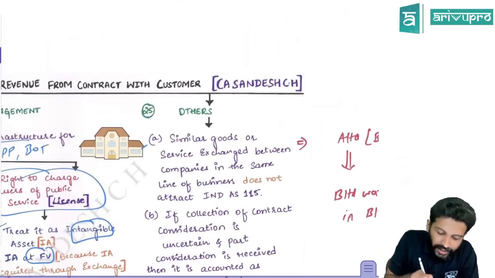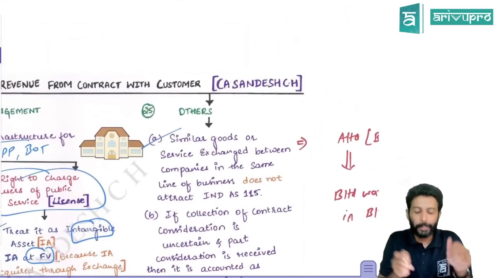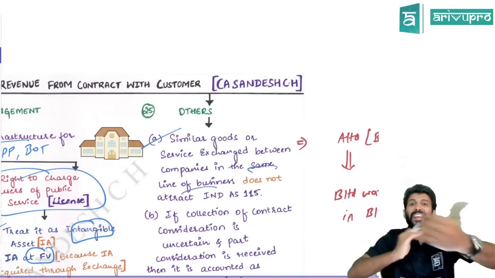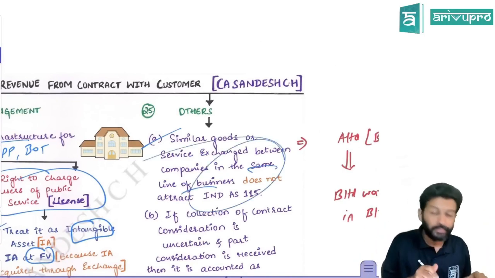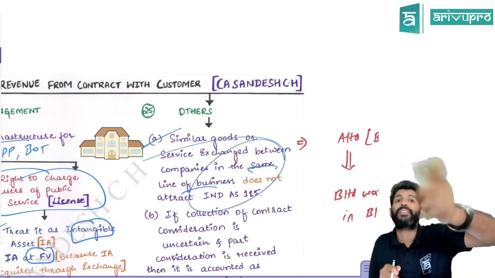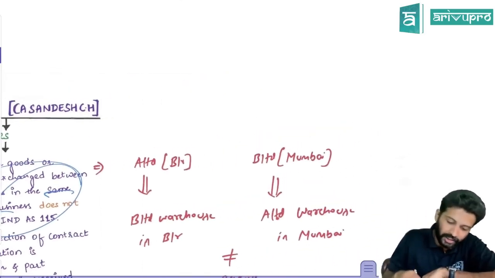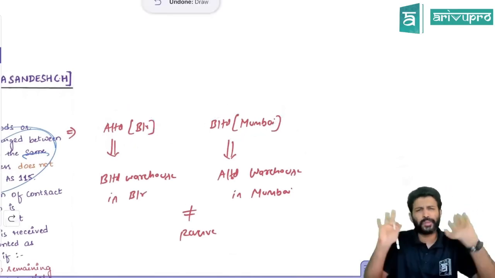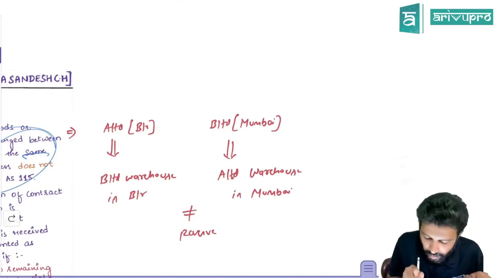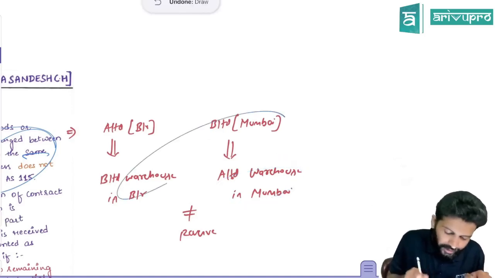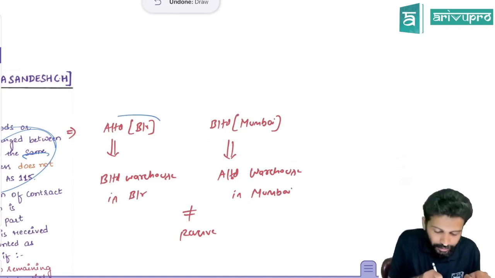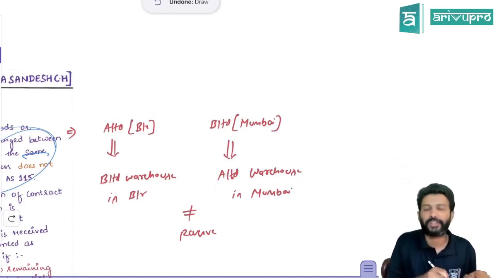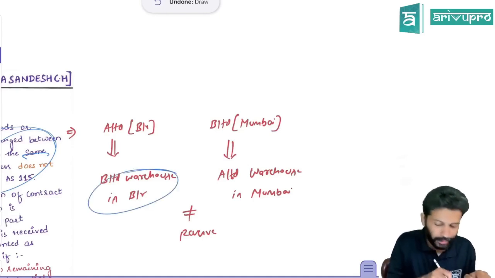Then another example is simple. If two companies are in the same or similar line of business and are exchanging goods or services, it is not revenue. For example, A Limited is in Bengaluru. We have another competitor, B Limited, in Bombay. Both deal with the same goods. A Limited has its factory in Bengaluru and a warehouse in Bombay. B Limited has its head office and factory in Mumbai, and a warehouse in Bengaluru.